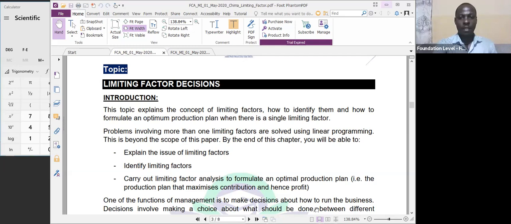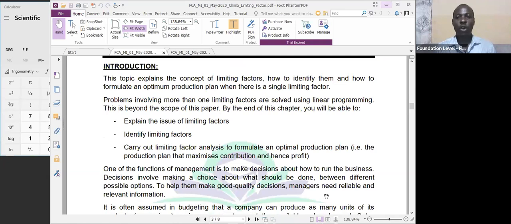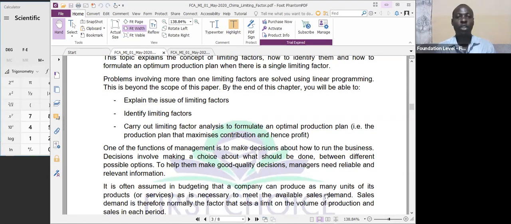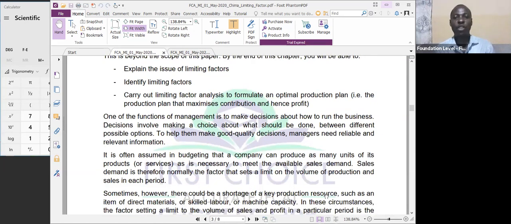All right, so one of the functions of management is to make decisions on how to run a business. The decisions involve making a choice as to what kind of goods to be produced and what the different possible options are. In our discussion today, we are going to see how we can make decisions. If you're going to make a decision, it means you will be having more than one choice, because you don't make a decision when there is only one option.